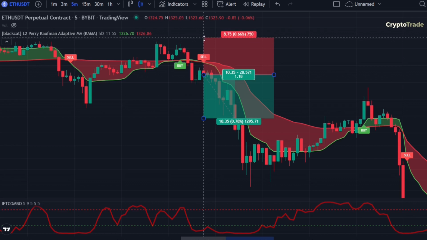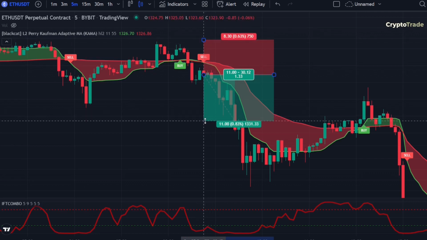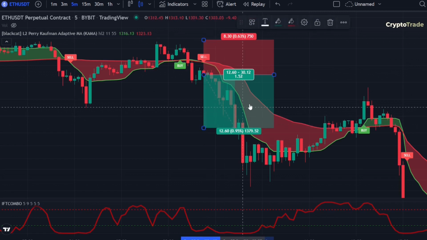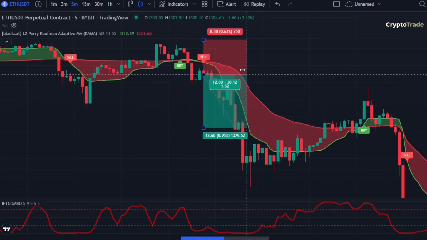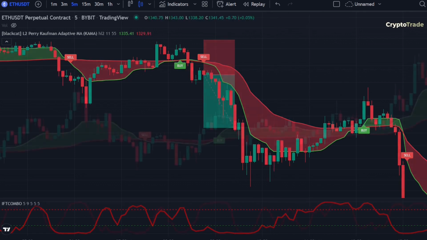Place the stop loss above the nearest swing high. The risk-to-reward ratio will be set to 1 to 1.5. The market has reached the target and the trade has been successfully closed. Let's look for the next trade.